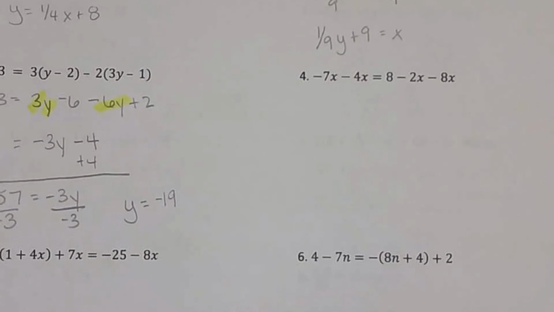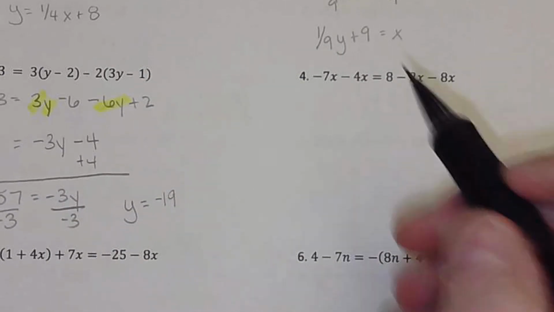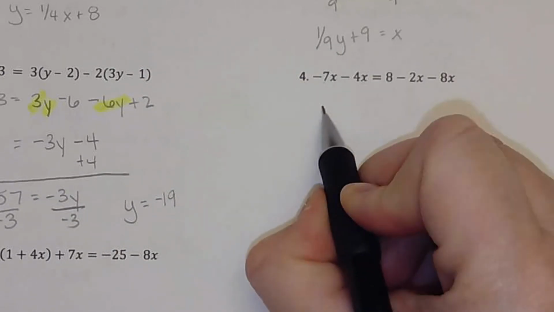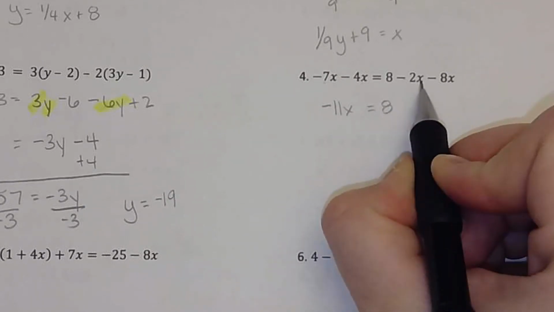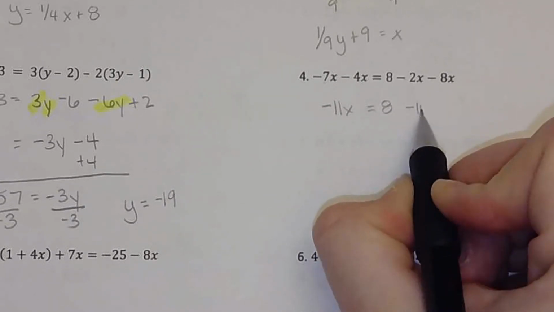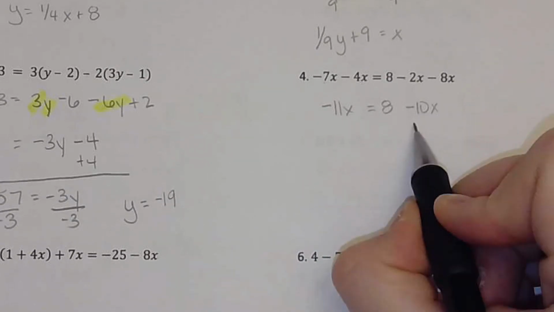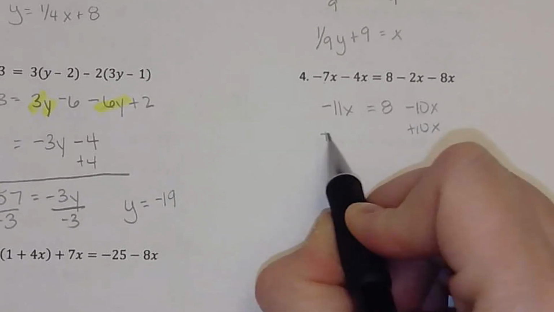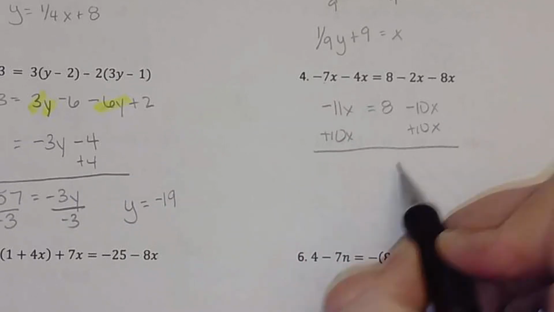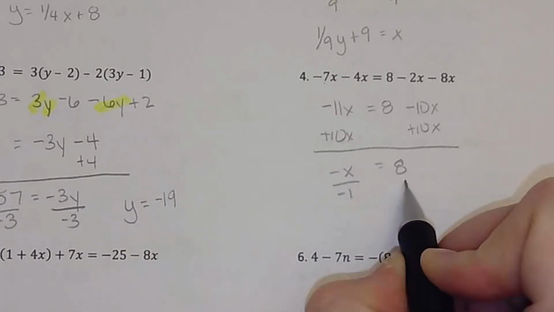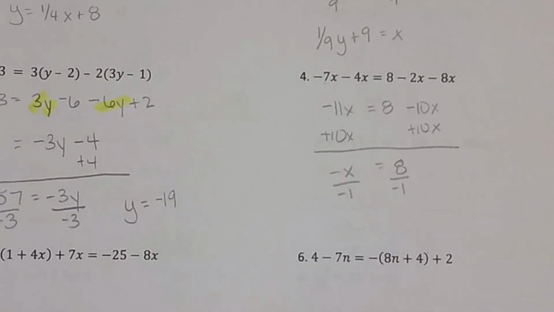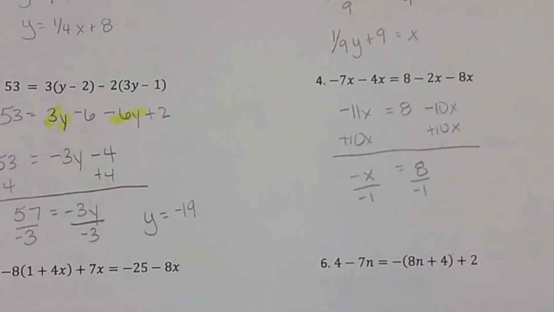So on this one here, I'm going to combine like terms. -7x minus 4x is a -11x equals 8. -2x minus 8x is a -10x, plus 10x, plus 10x. 8 equals -x. Divide by -1. You can multiply by -1, but I always divide by -1.